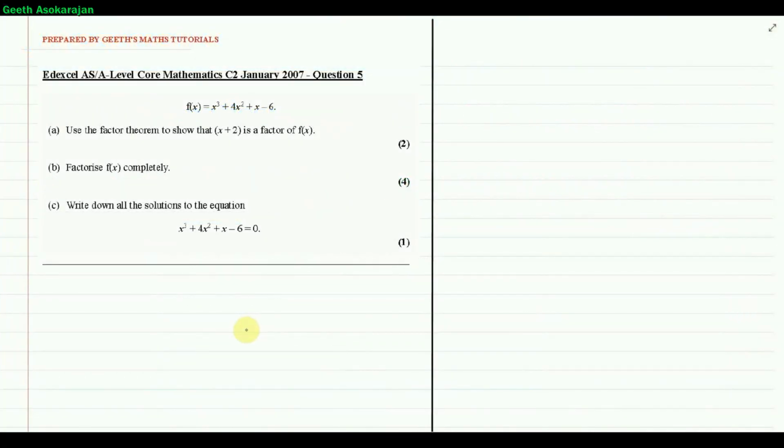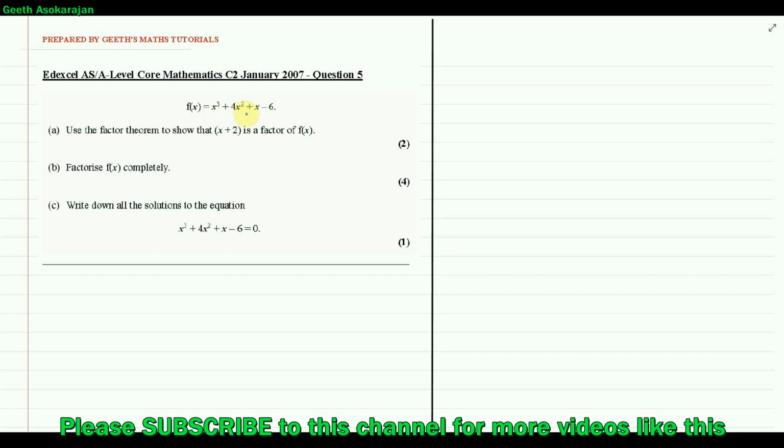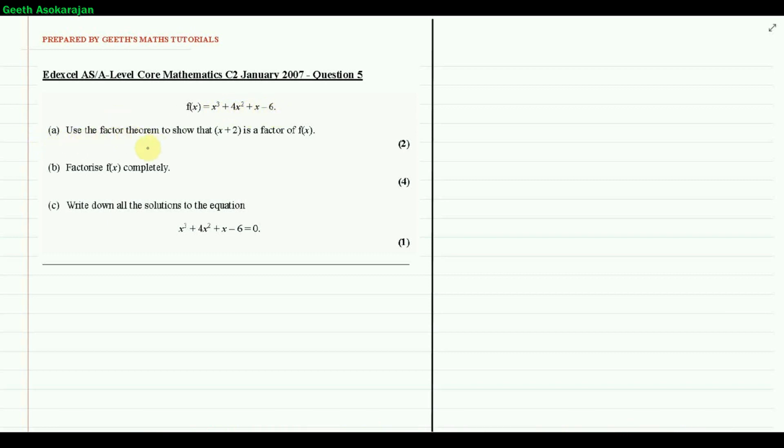Right, Core Mathematics C2, January 2007. It's an Edexcel past exam question, question number 5. So let's have a read. f(x) is defined as x cubed plus 4x squared plus x minus 6. And in part A, we need to use the factor theorem to show that x plus 2 is a factor of f(x). So in this case, let me copy down.